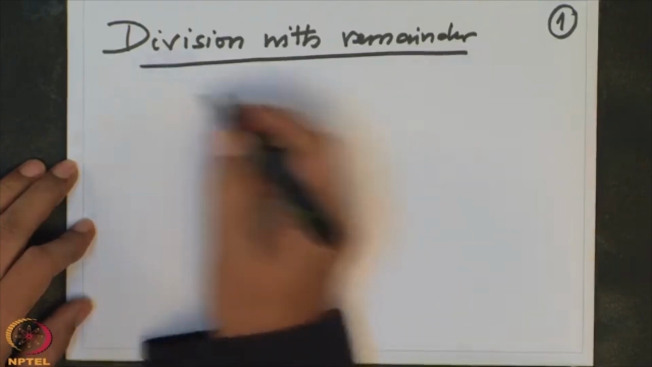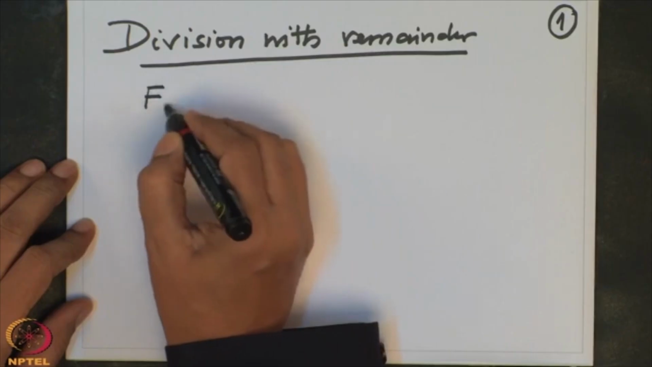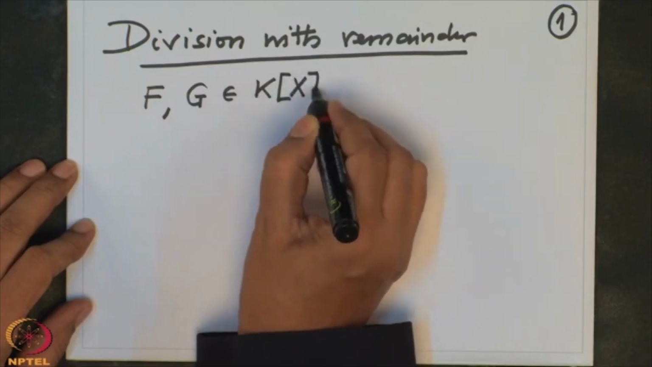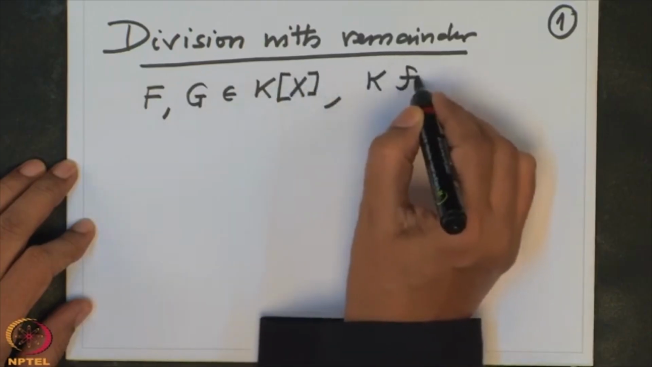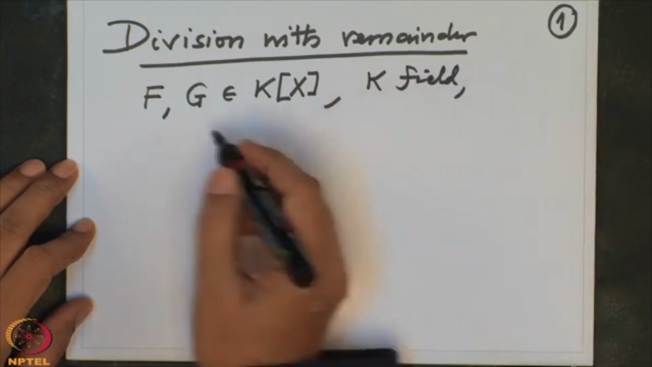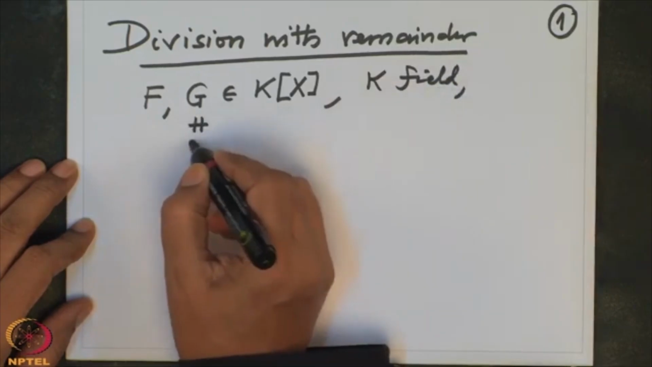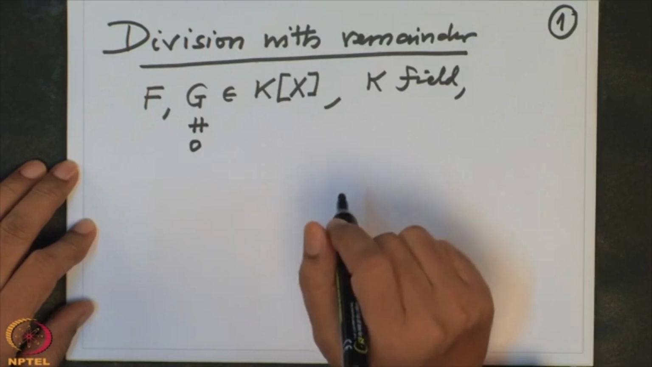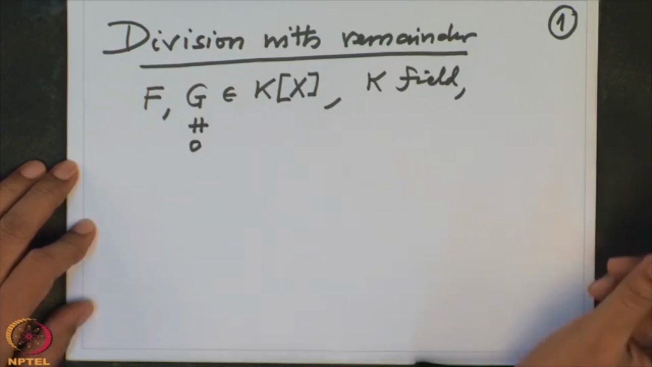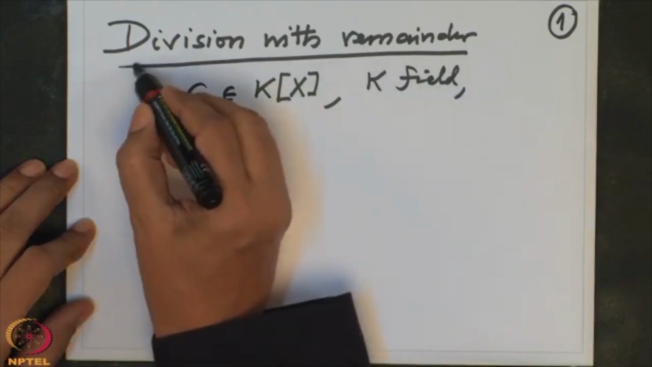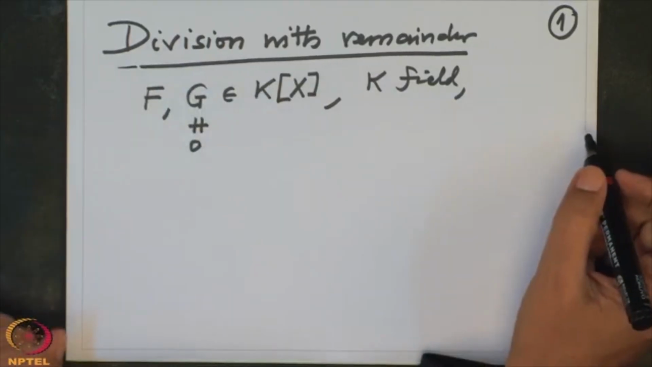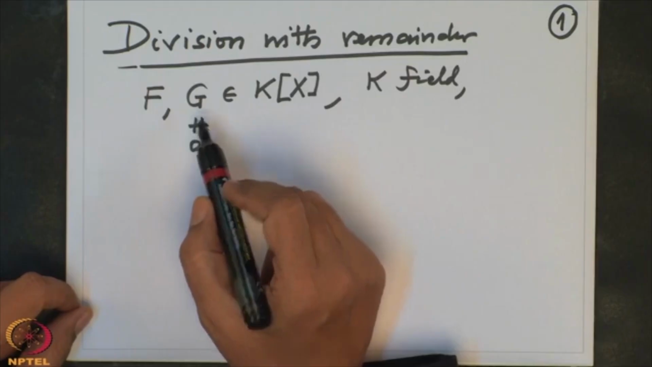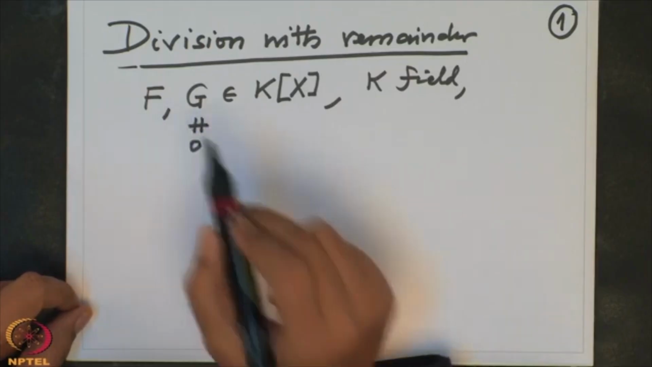So we have two polynomials f and g with coefficients in the field K, and let us assume g is a non-zero polynomial. I want to remind you again and again that we have not defined the degree of a zero polynomial. Now we have two polynomials and g is non-zero. Then I want to divide f by g and look at the quotient and remainder.